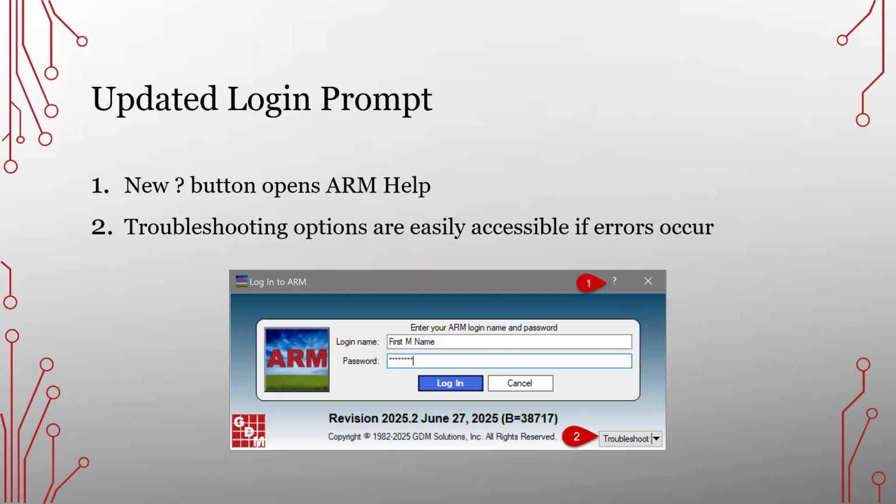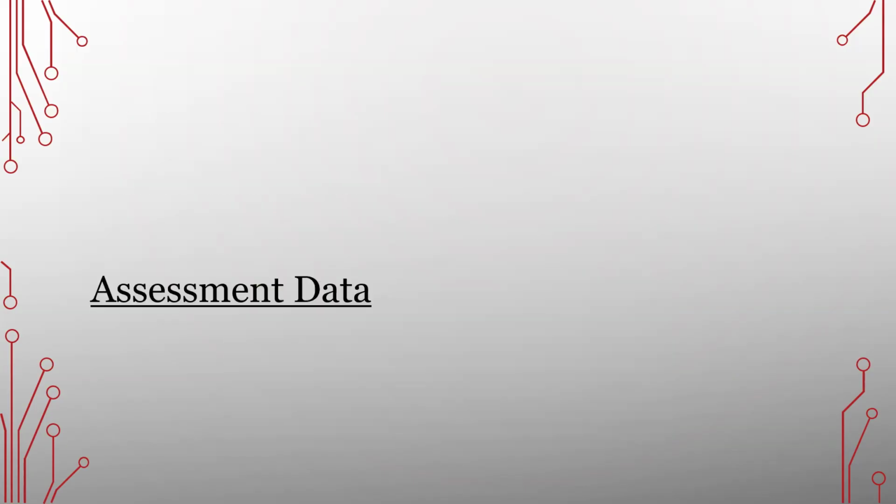The login screen, we just updated the look and feel of the login prompt, and hopefully help give a couple of resources. The little question mark in the corner opens up ARM help, and then troubleshooting options as well. So if you're having problems, if you get some weird error when you try to log in or ARM doesn't open, there's a detect and repair and things like that in that troubleshoot button to try to help get things up and running again.